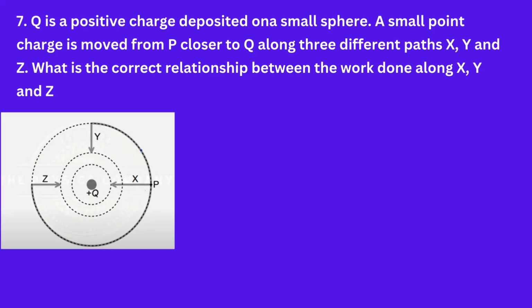Now, for our final concept 7, we have a positively charged sphere, and it's surrounded by dotted lines that are representing equipotential lines. We're going to be moving a small point charge closer to the sphere along 3 different paths, labeled X, Y, and Z.